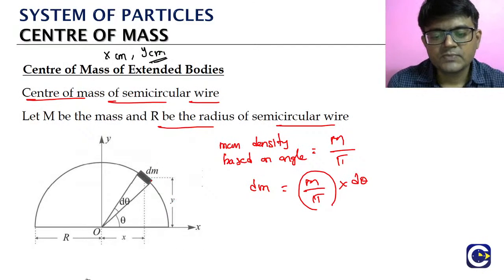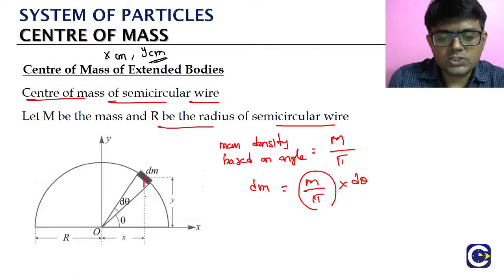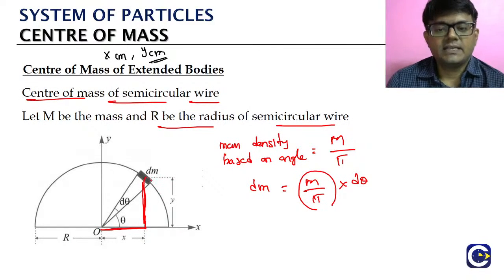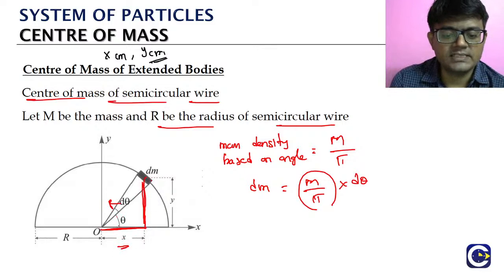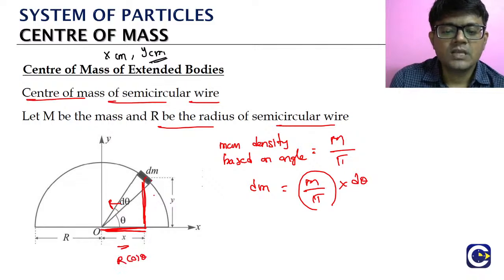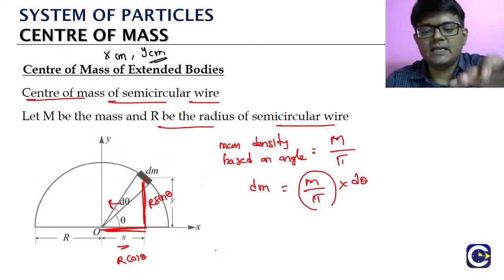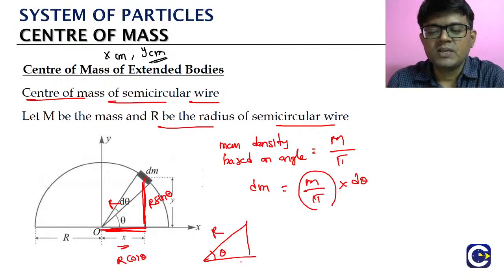Now look, what will be the x coordinate value and y coordinate value of the small particle we took? This is r, and this is theta. So what is the x coordinate? That is r cos theta. The y coordinate is r sin theta. The angle is theta, right? Look, this is theta and this is r. So the base is r cos theta, and the height is r sin theta.